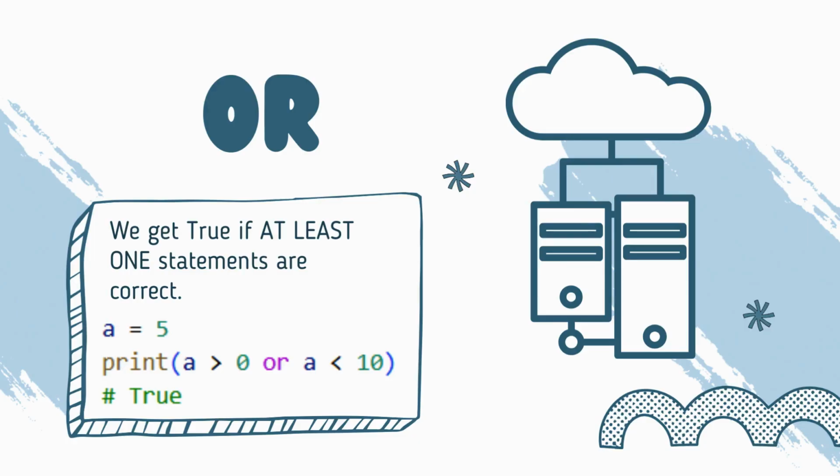If either statement on either side of the OR keyword is correct, we get true. All we need is at least one statement to be correct, and we get true. But we can also have both be true.